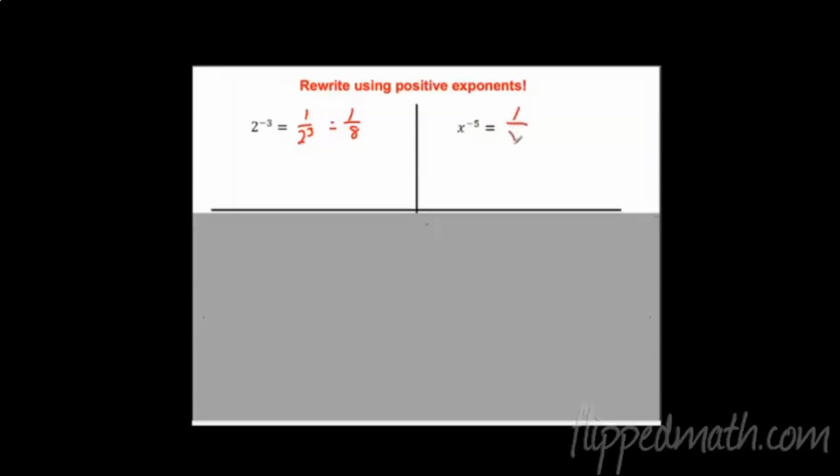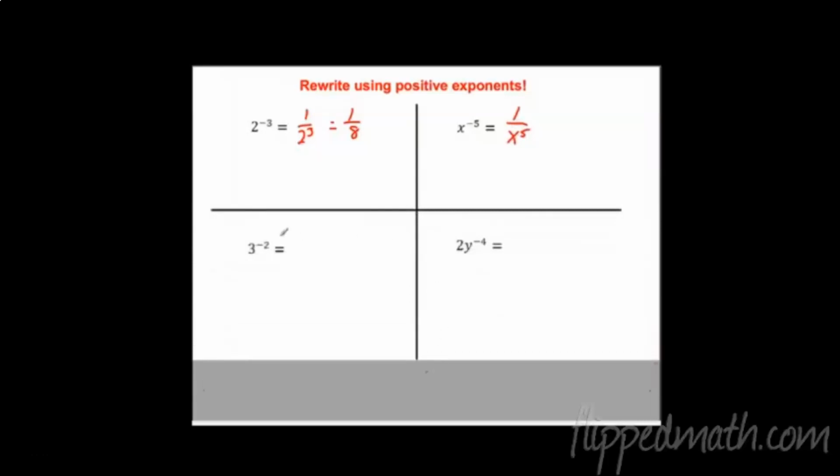X to the negative 5, this would be 1 over x to the 5th. Excellent. We can't write that anymore. Hopefully these are new examples. We got something new? Yeah, sure. Try 3 to the negative 2. What happens here? It moves it to the bottom. It is 1 over 3 squared.